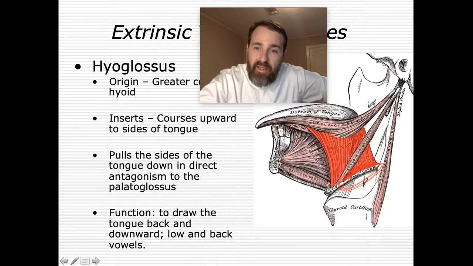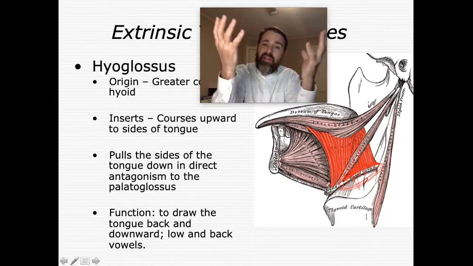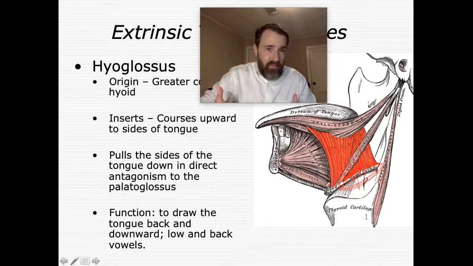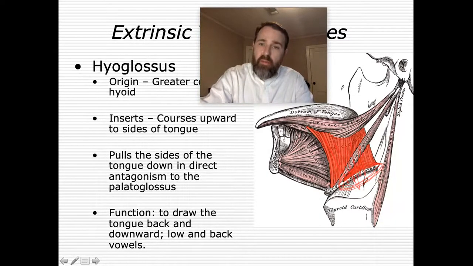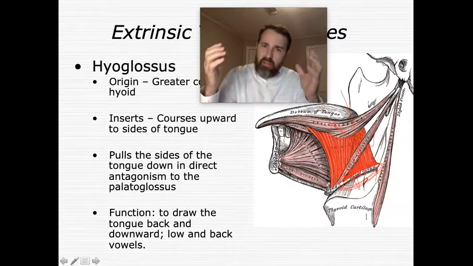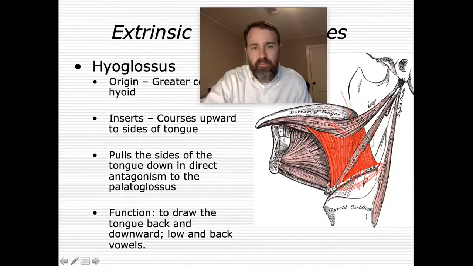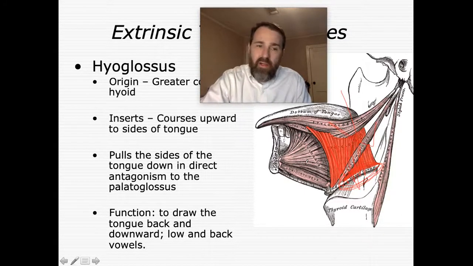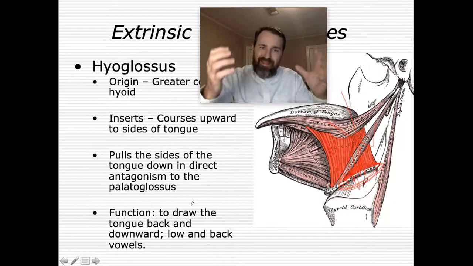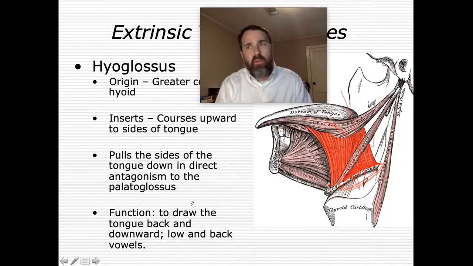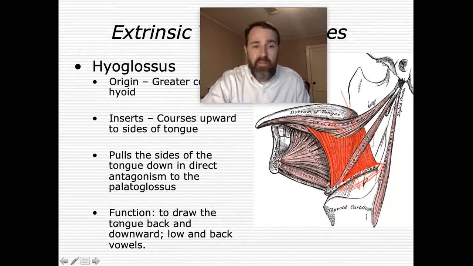So you can see that when this muscle contracts, it's either going to elevate the hyoid, which we've already covered, or it is going to pull the sides of the tongue inferiorly towards the hyoid. So the function of the hyoglossus is to pull the tongue down and back, and this would be for the production of your low back vowels. The hyoglossus comes into play for those vowels.